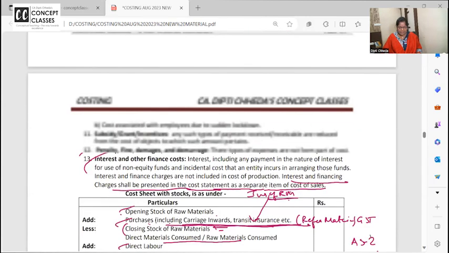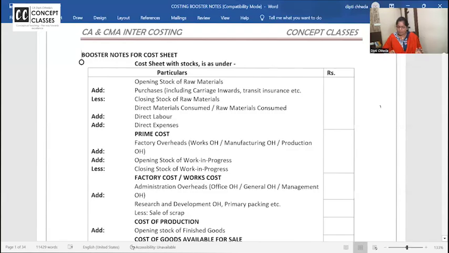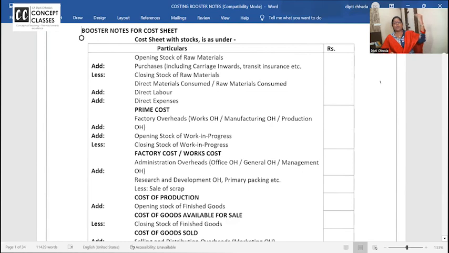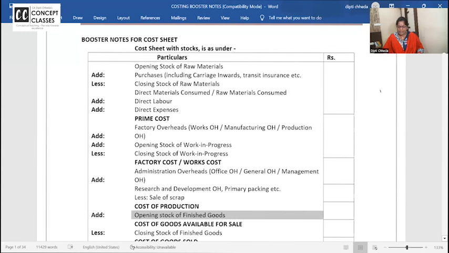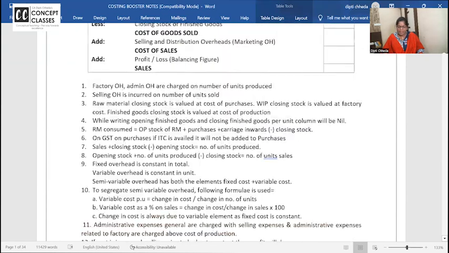And the advantages, did we see? Yes, right? So here we complete the super quick revision of the cost sheet, and quickly I'm taking you all to the booster notes. Once we complete the revision series for all the chapters, we will be posting this PDF in our Telegram group. So if you're there, you will get this, and along with this, you will get all your doubts cleared also.